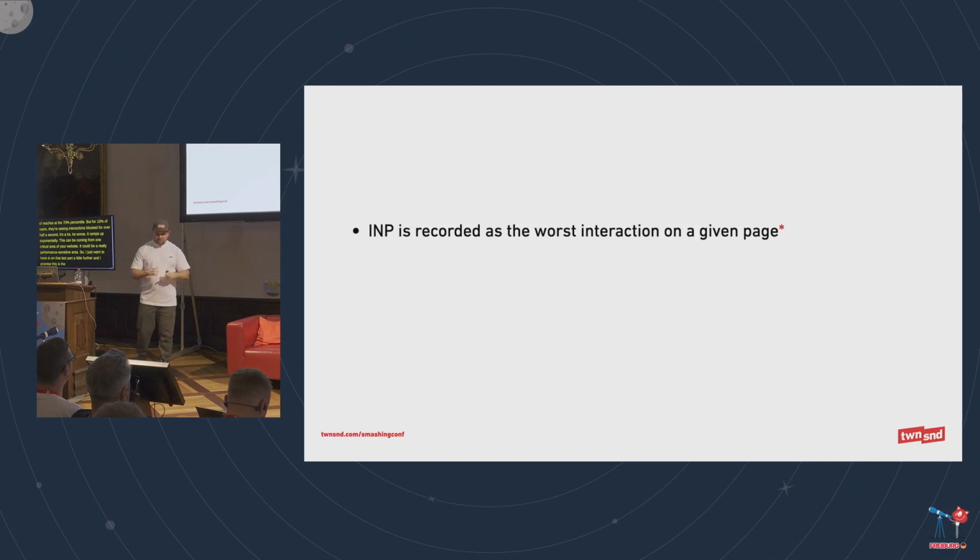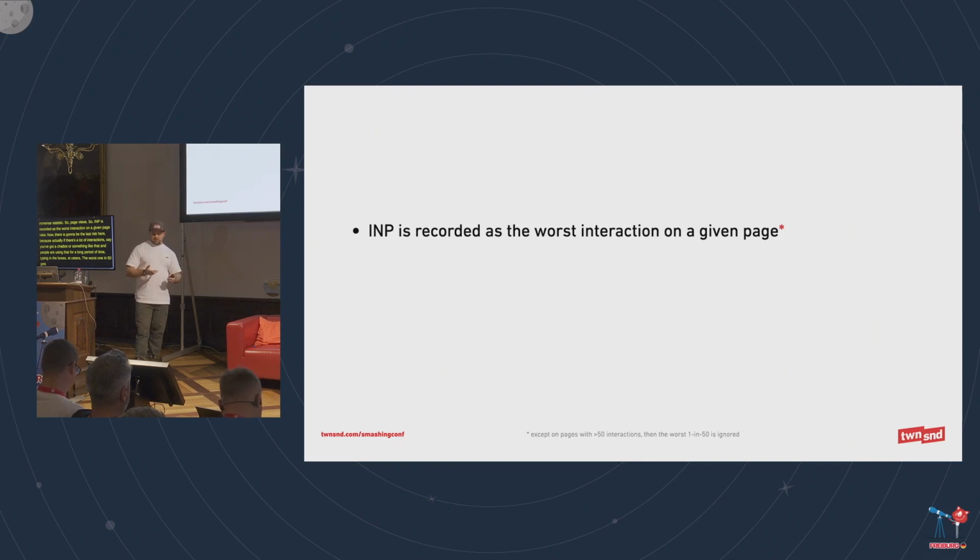So page views. INP is recorded as the worst interaction on a given page view. Now, there's a little asterisk here, because if there's a lot of interactions, say you've got a chatbot or something like that, and obviously people are going to be using that for a long period of time, typing in the boxes, etc., the worst 1 in 50 gets discarded. So really, it's like the 98th percentile of interactions that gets recorded.